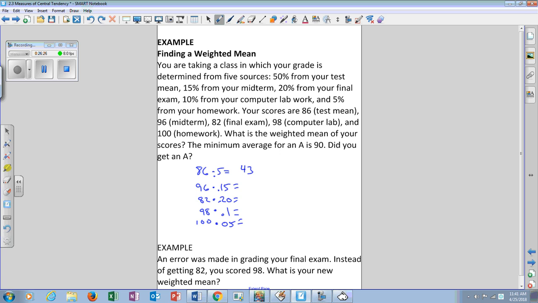Then 14.4, 16.4, 9.8. So it's 14.4, 16.4, 9.8, and 100 times 0.05 would just be 5.